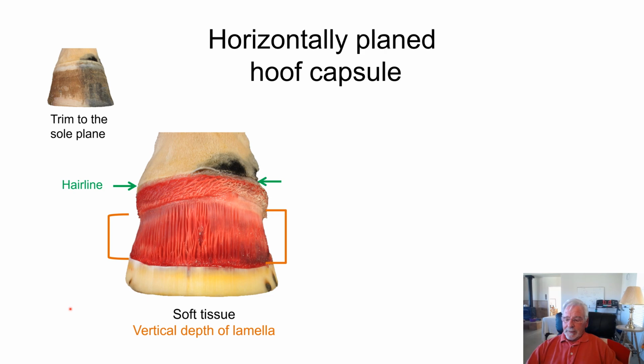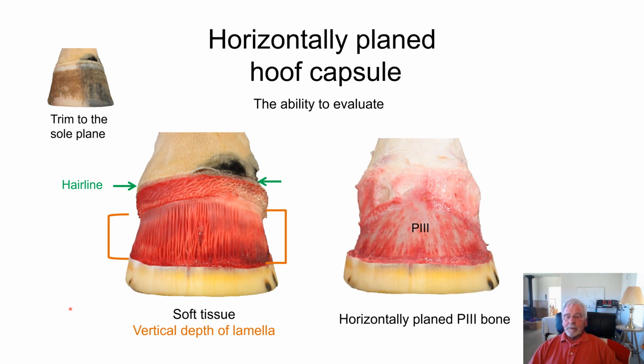So I will take you now, we want to see the PIII bone and how that looks. By removing all the soft tissue, we can see that the PIII bone appears to be on a horizontal plane. Well, we've established that the hoof capsule is on a horizontal plane by using a uniform sole thickness, by looking at the vertical depth of the sole plane, or of the edge of the sole. But on this foot, the one with the soft tissue removed, we can look at the plane of the PIII bone. And although it appears to be on the same plane as the sole, there is a little discrepancy there.